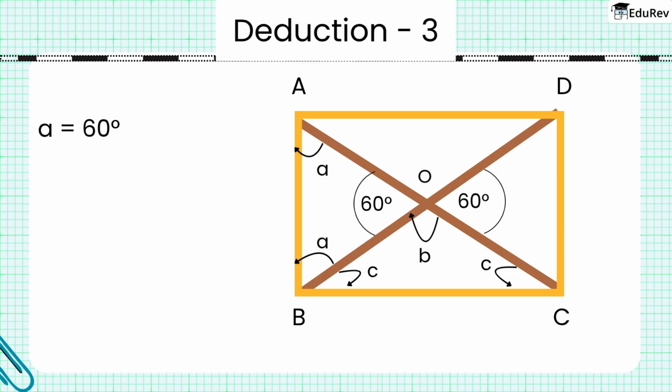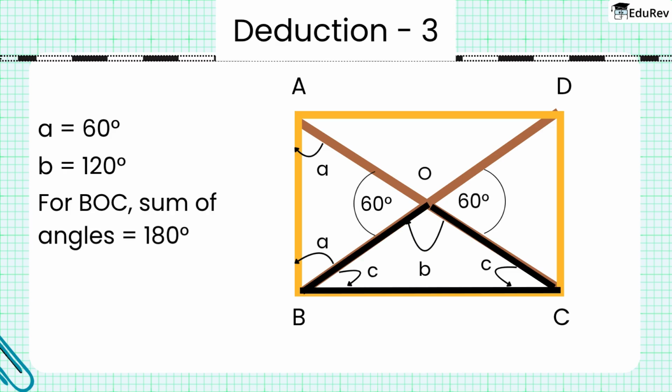Now, how do we find angle B? We know BD is a straight line. So, angle BOD will be 180 degrees. That is, angle B plus 60 degrees is equal to 180 degrees. Therefore, B is equal to 120 degrees.